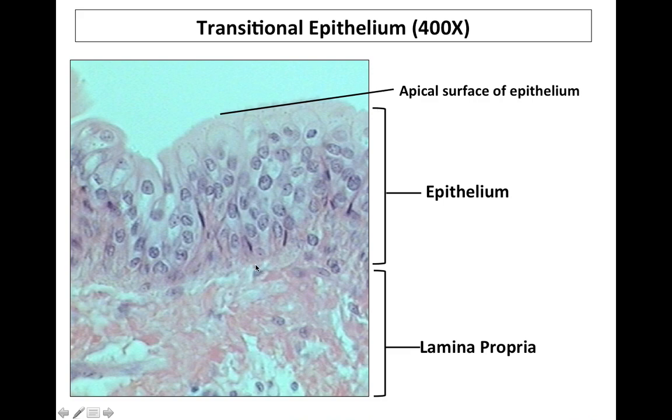Here's the basal layer of the epithelium, and here's the apical layer of the epithelium touching the lumen. There is more than one layer of cell here, and you can judge that by the fact that the nuclei do stack on top of one another.